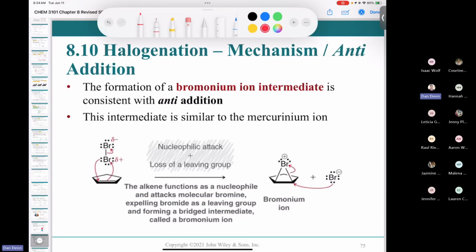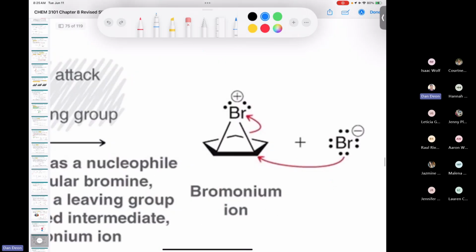I expect you to know this mechanism right here. This first step is actually not two curved arrows. You see your nucleophilic attack and your loss of leaving group, but there's another curved arrow here, which forms a bromonium ion. So this is three curved arrows. You form this thing here that's called a bromonium ion. So you see it's tricyclic, right? 1, 2, 3 atoms in a ring, and there's a positive charge on the bromine. So that's kind of interesting.